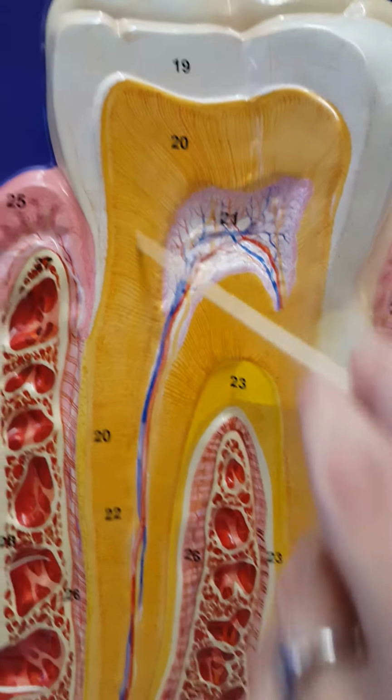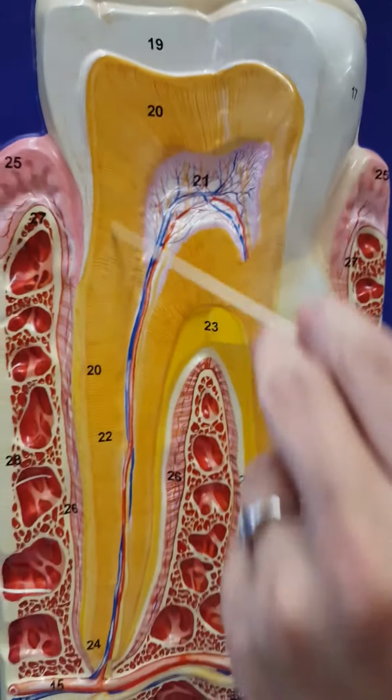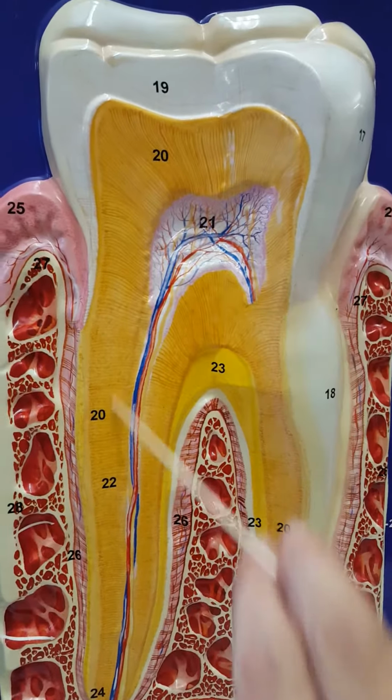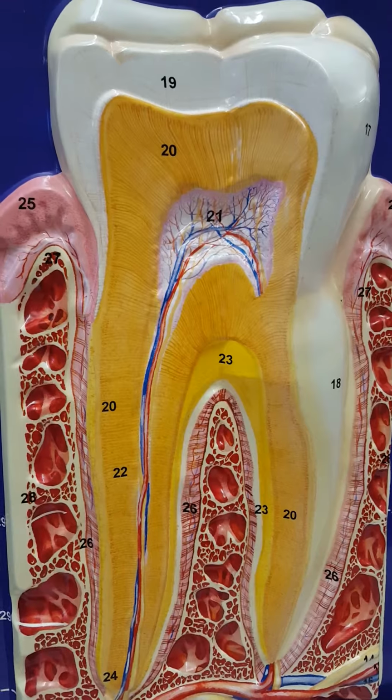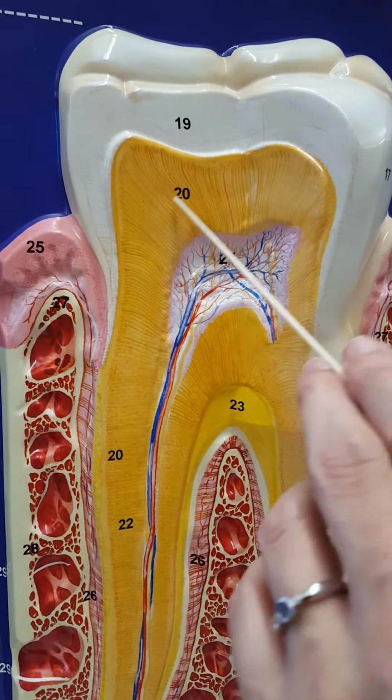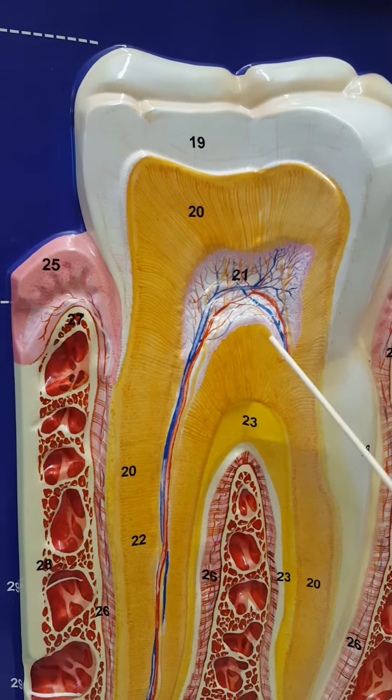Now the bulk of the tooth is called dentin, and that's this area. It's a lot like bone. It's not exactly like bone, so it's not considered bone, but it's a lot like bone. Okay, and that's considered the bulk of the tooth because it's the biggest part.